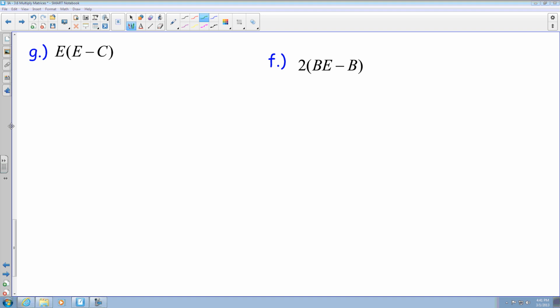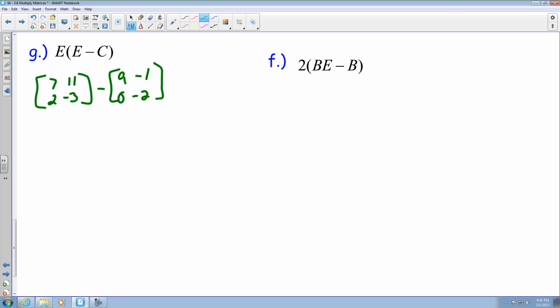So let's do that. Let's take E minus C first. So E minus C would be, let's find what E is. E is [7, 11; 2, -3], minus C, which is [9, -1; 0, -2]. If I take matrix E here, again, I'm just going to rewrite it, [7, 11; 2, -3], and then this gets multiplied.